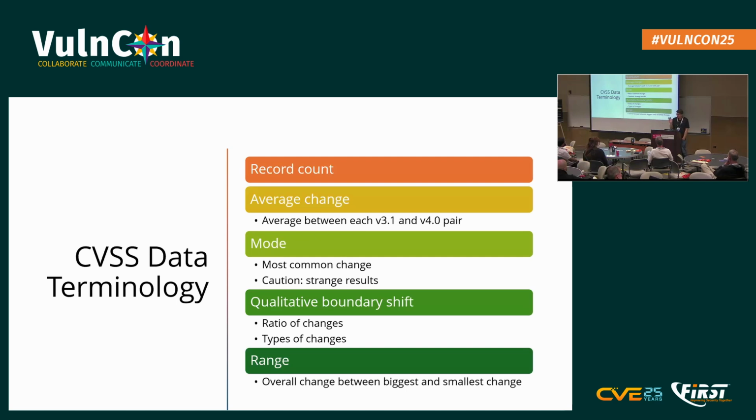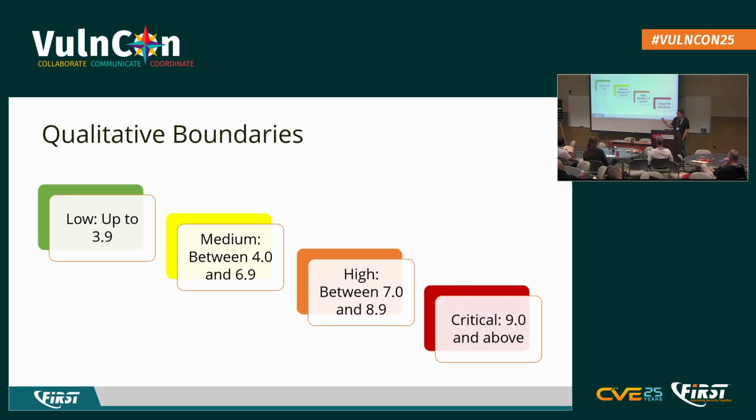There can be some sort of strange results. And then the last piece is the qualitative boundary shift. This is our categorization. There are lots of other organizations who have their own qualitative boundaries. This is fairly common in the industry. You can set it to something different if you like, but this seems to be pretty standard. So we look at how qualitative boundaries changed from version 3 to version 4, whether it's skipping around or staying the same.